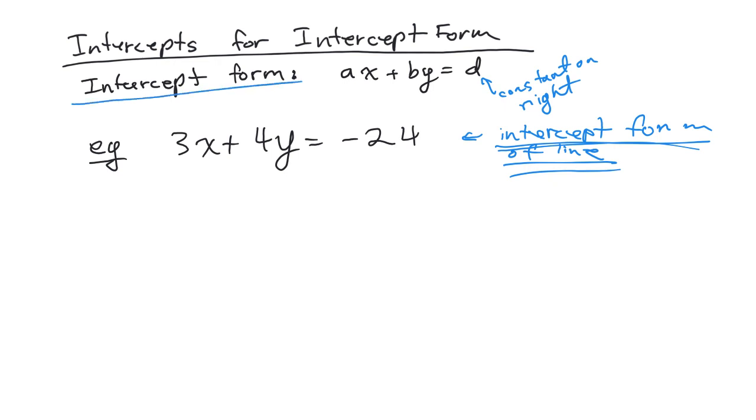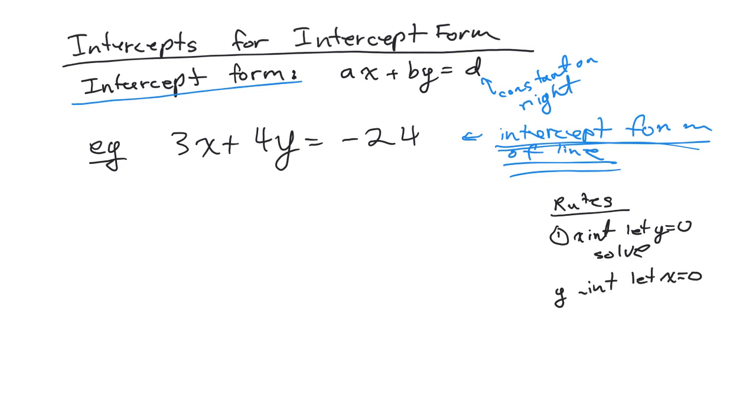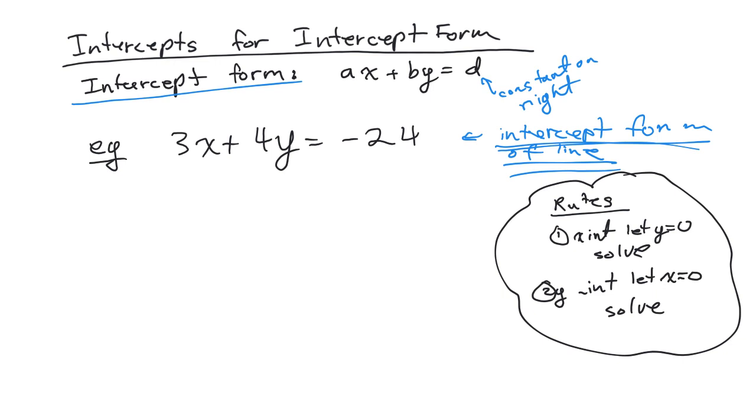So remember the rules for finding the intercept, right? 1, for the x-intercept, you let y equal 0 and then solve. For the y-intercept, you let x equal 0 and then solve. And that was just number 2. So those are the rules, right? So imagine I want to find the x-intercept for this.